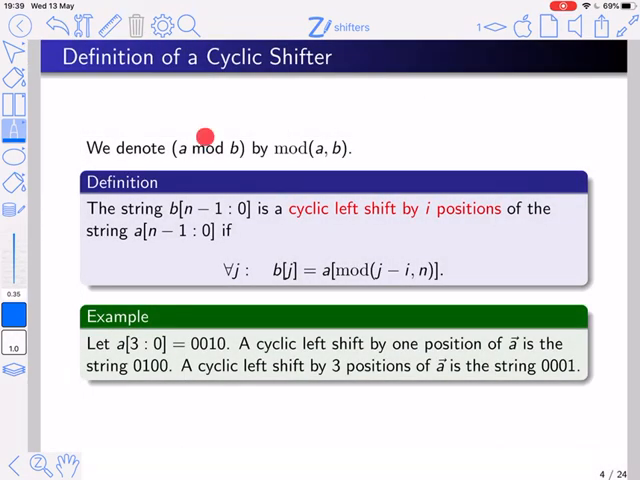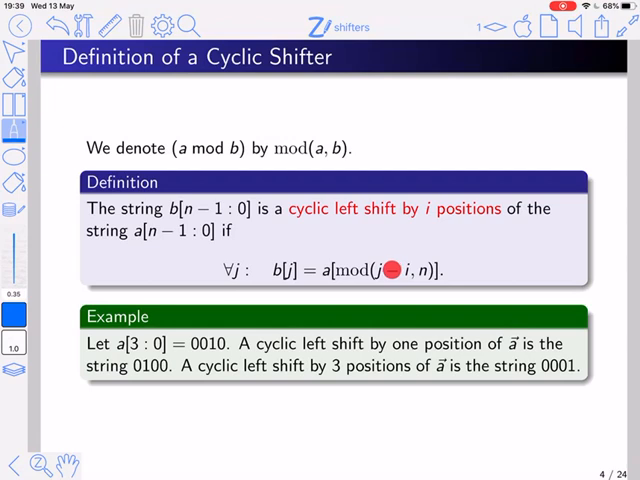Recall we denote the remainder when you divide A by B by A mod B, or by mod(A, B). We say that the string B, which is a string of n bits, is a cyclic left shift by i positions of the string A if for every j, b_j contains the bit that is in A in position mod(j - i, n).